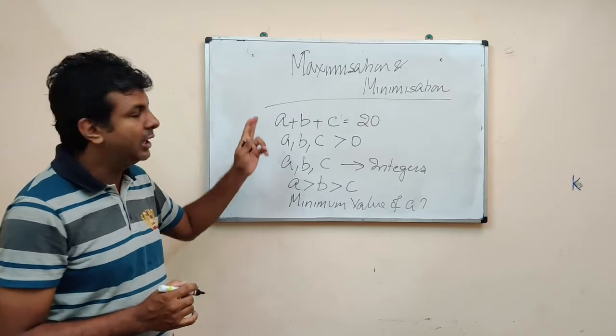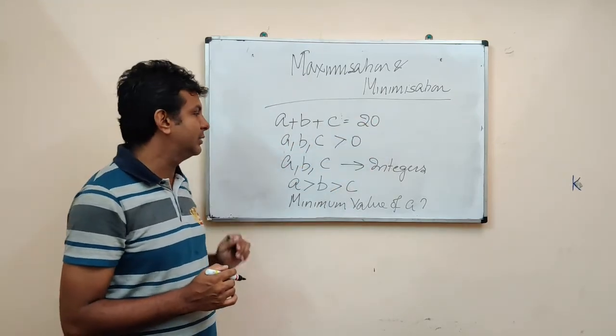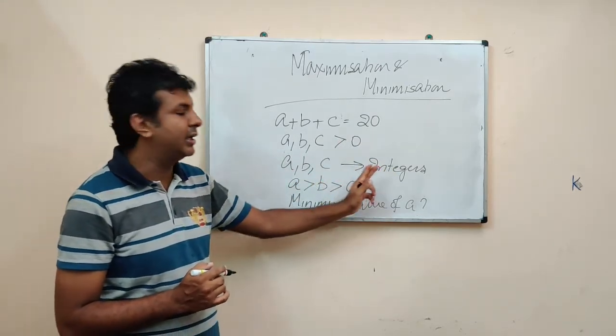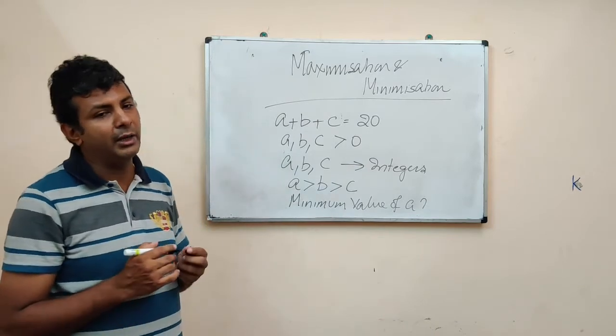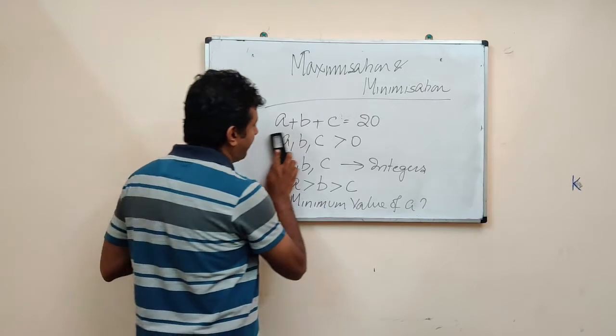What are the constraints? A plus B plus C has to be 20. A, B, C are all greater than 0. A, B, C are all integers and A is greater than B, which is greater than C. Now, you have to find out the minimum value of A. Think about it for some time in your mind.